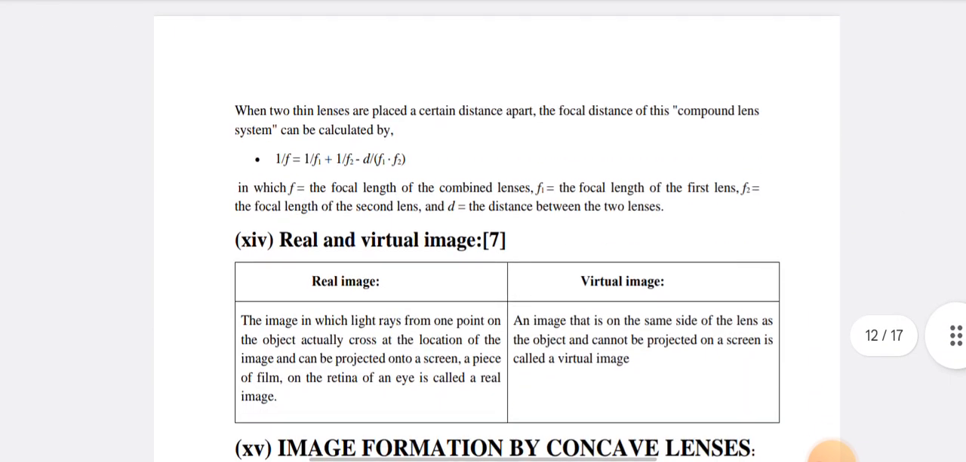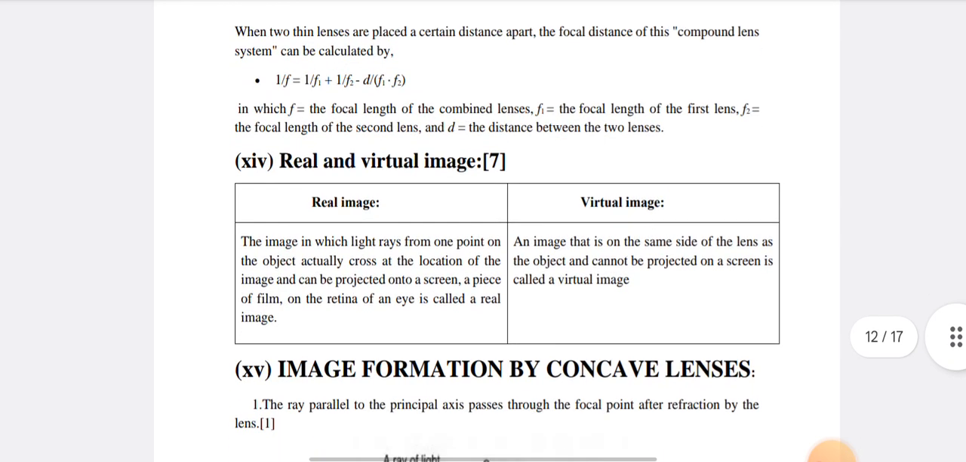Real and virtual image. Real image. The image in which light rays from one point on the object actually cross at the location of the image and can be projected onto a screen. A piece of film or the retina of an eye forms a real image. An image that is on the same side of the lens as the object and cannot be projected on a screen is called a virtual image.